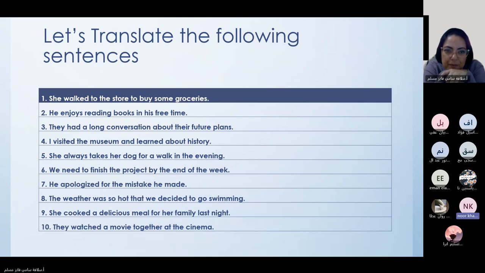They had a long conversation about their future plans.